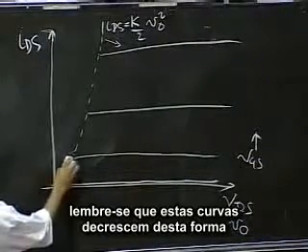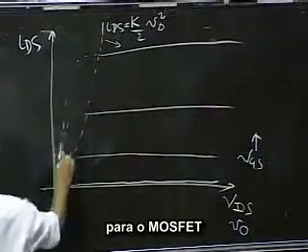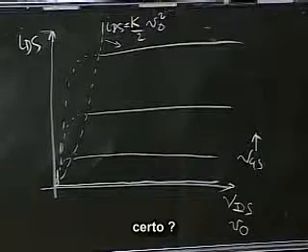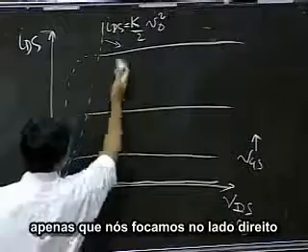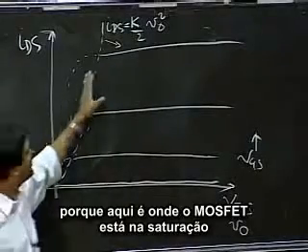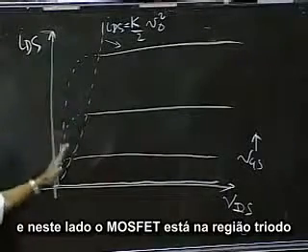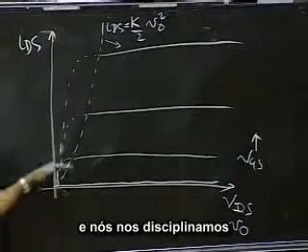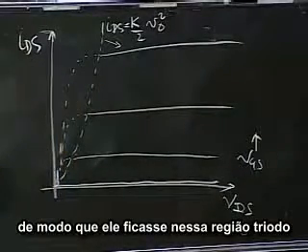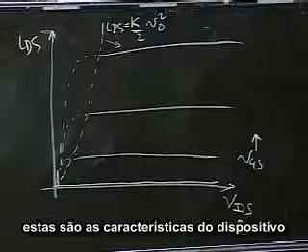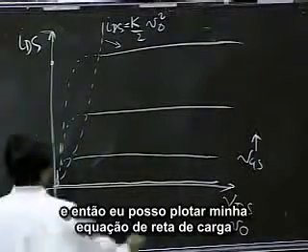Remember that these curves kind of come down like this for the MOSFET, right? Just that we focus on the right-hand side because that's where the MOSFET is in saturation, and on this side, the MOSFET is in its triode region, and we discipline ourselves not to operate the MOSFET such that it's in its triode region. Okay, so those were the device characteristics, and then I could plot my load line equation.